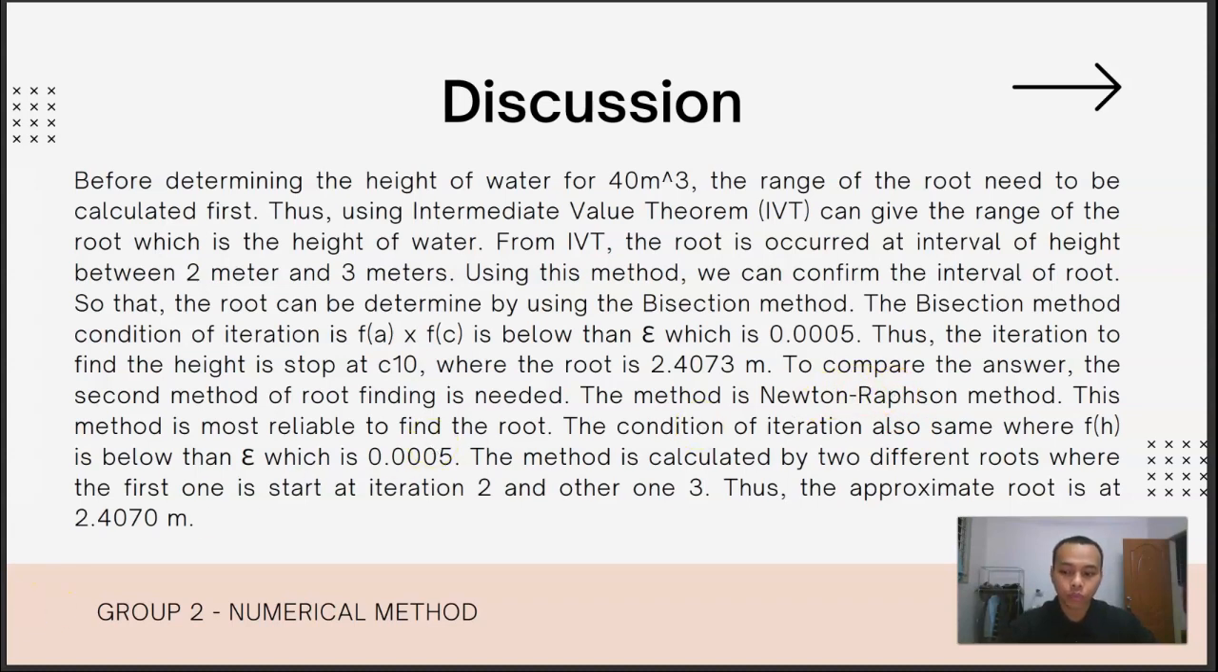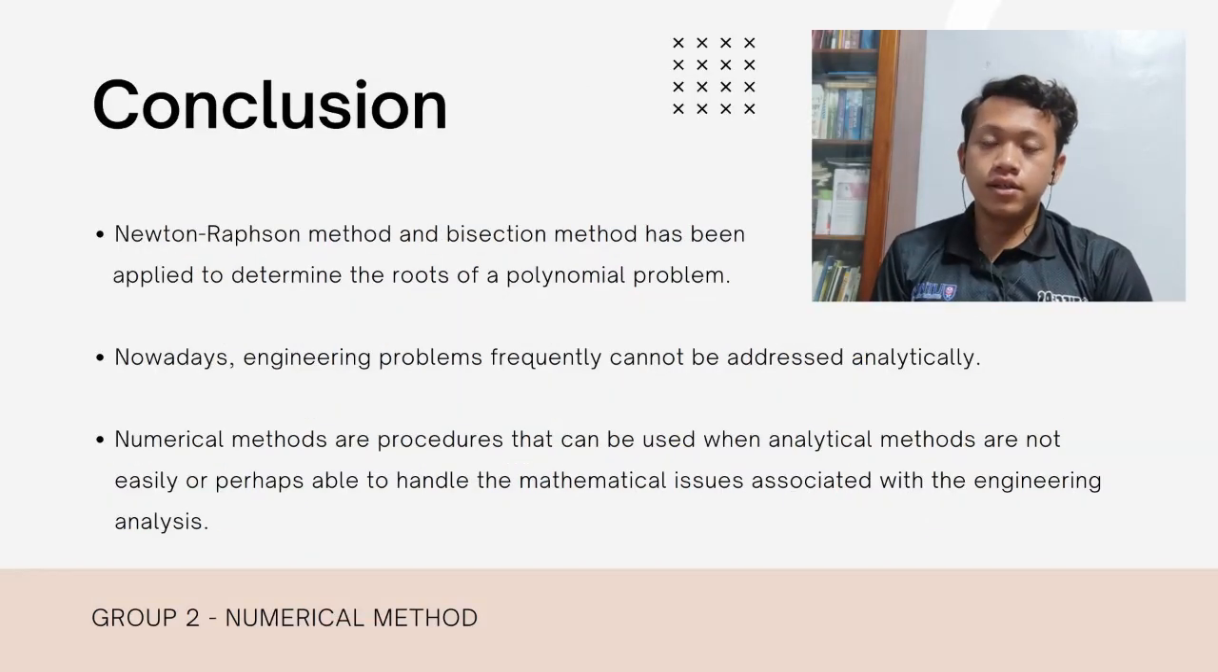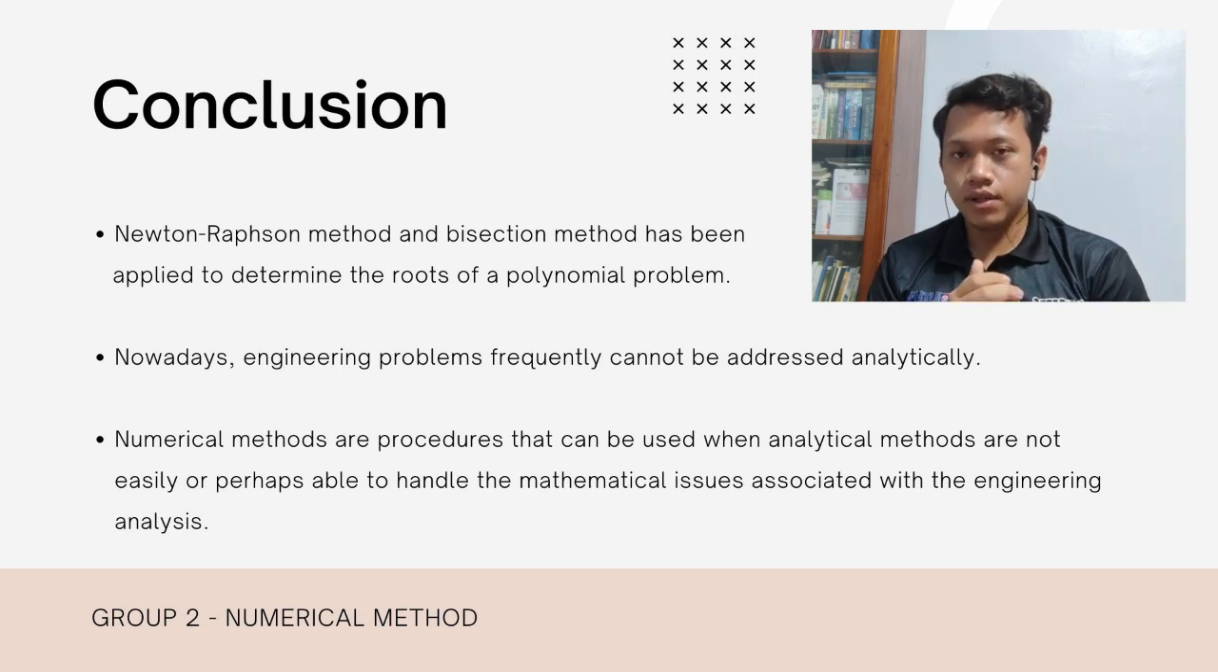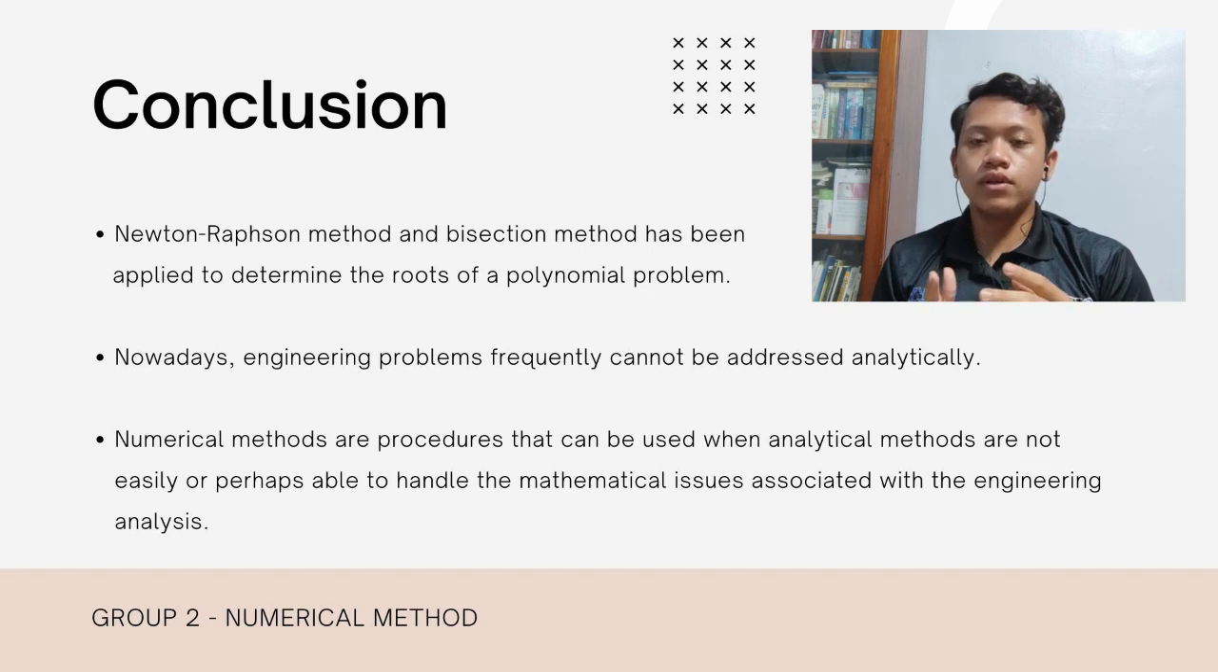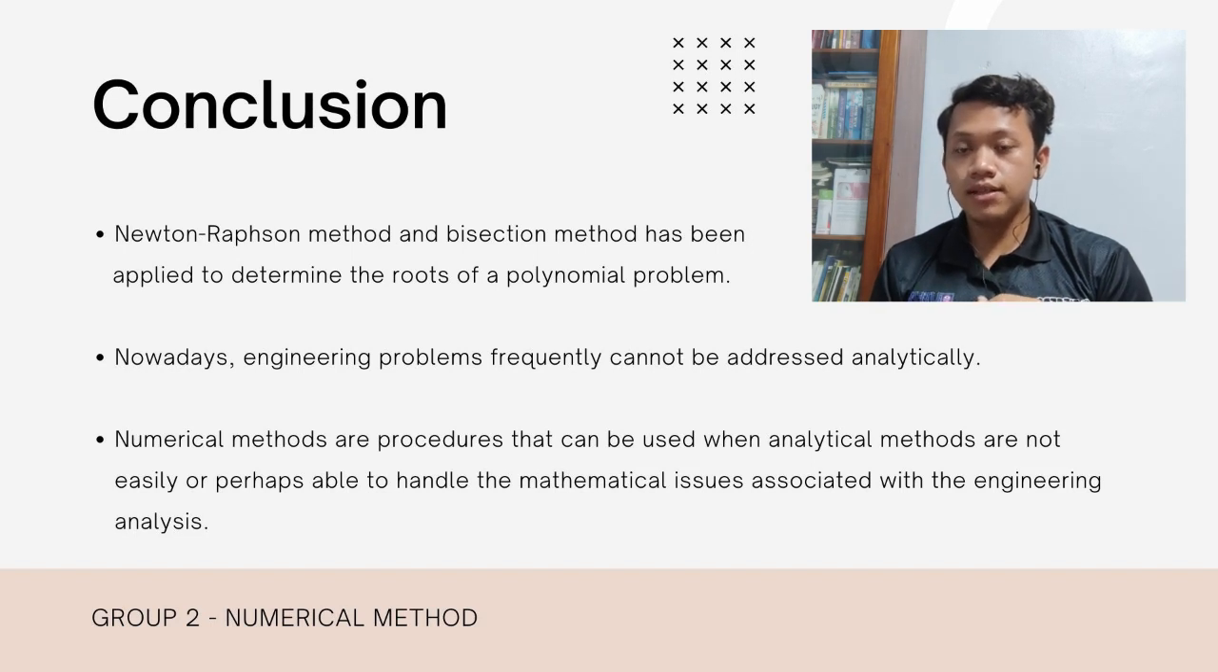In this project, the Newton-Raphson method and the bisection method have been applied to determine the root of a polynomial problem. The bisection method divides the interval repeatedly to approximately determine the root of the given equation. Then the Newton-Raphson method is used to identify the root, which is a root finding algorithm that offers both speed and simplicity.